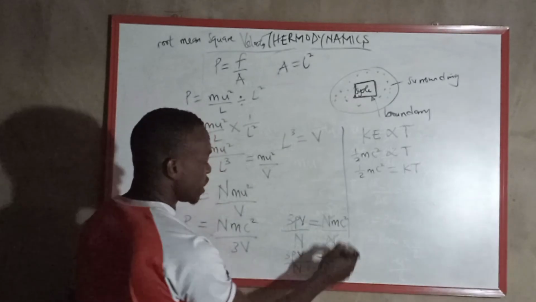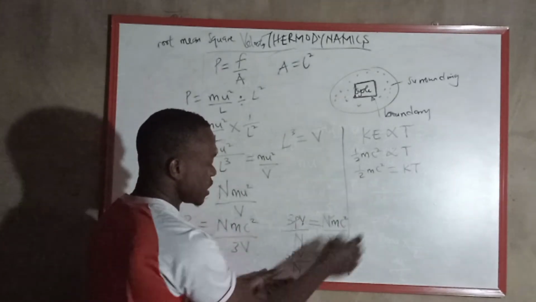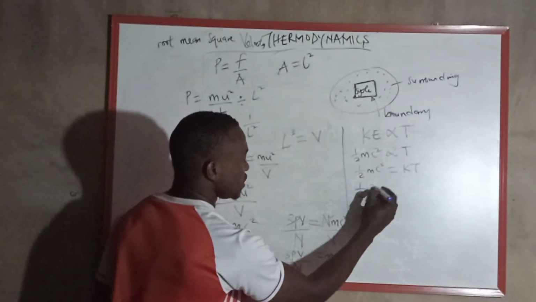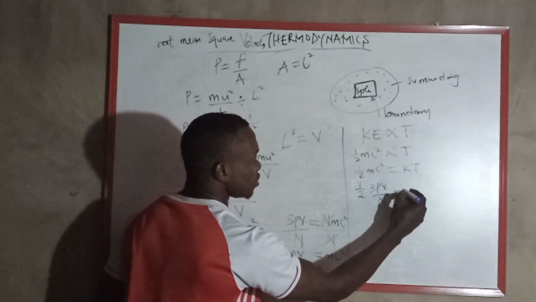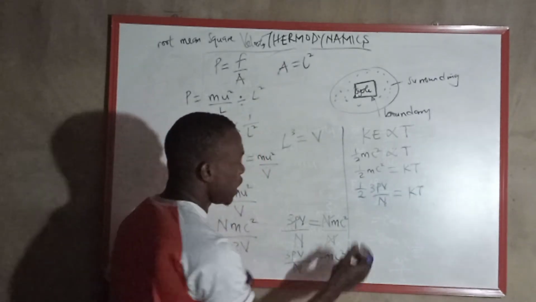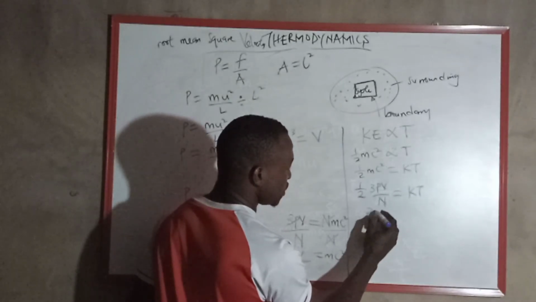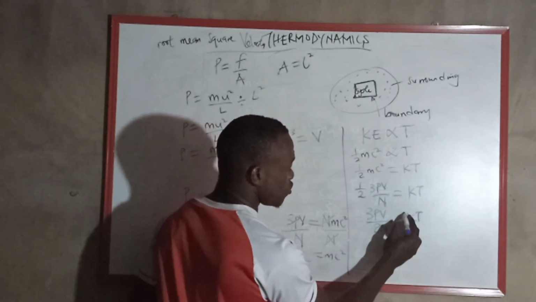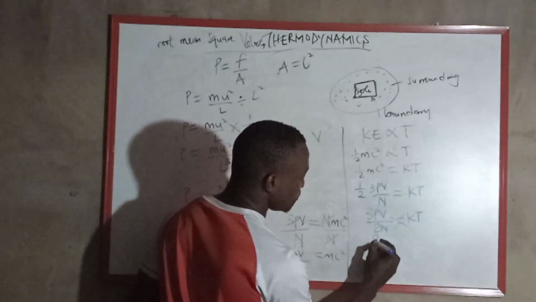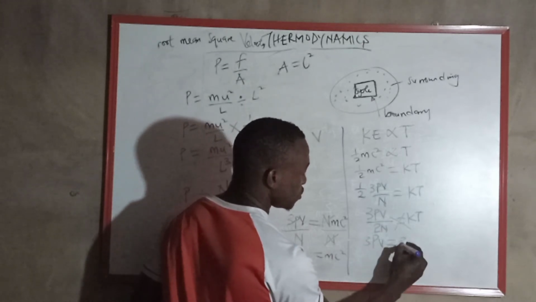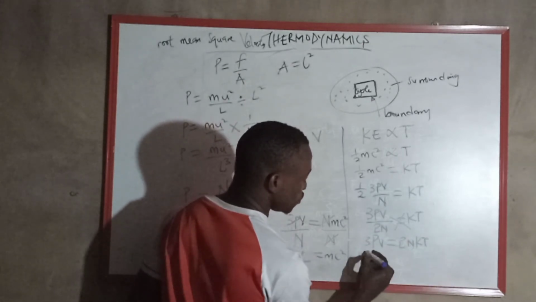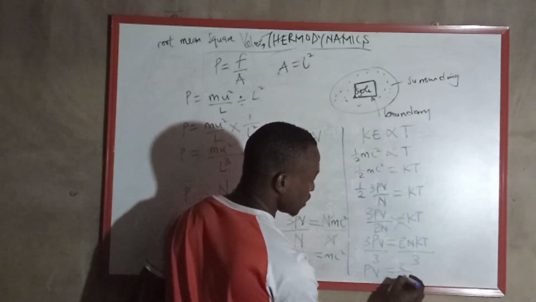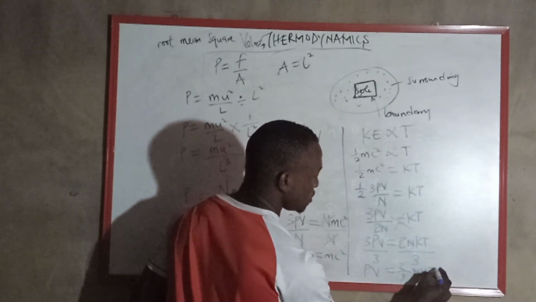And we have mc squared, so we can replace this mc squared here with this mc squared here to give us half of 3pv over n is equal to kT. If we now cross multiply, we have 3pv over 2n is equal to kT. So when we cross multiply, we have 3pv is equal to 2nkT. Divide through by 3, we have pv is equal to 2 over 3 nkT.